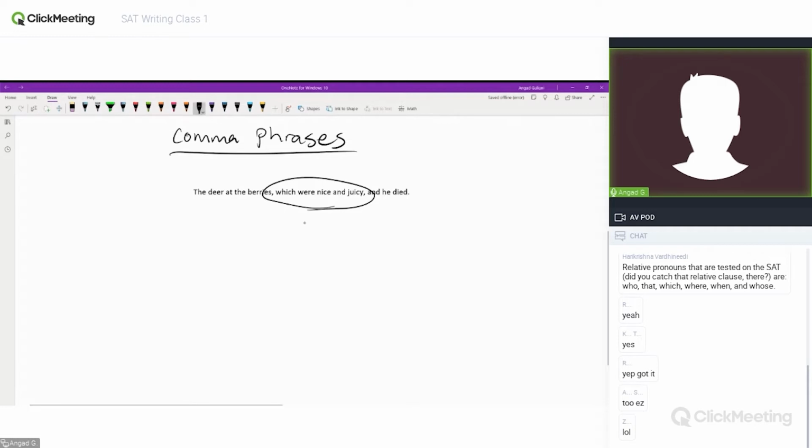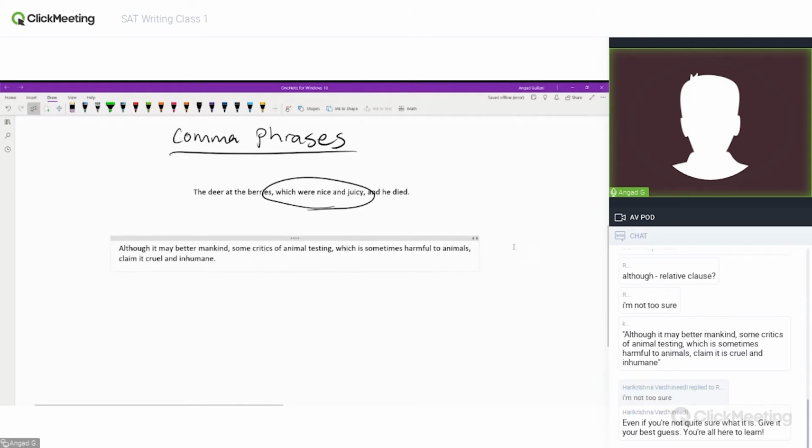All right, I'm going to give you guys some examples real quick, and I want you to answer in the chat what you think. I want you guys to tell me any of the phrases in this sentence that are either comma phrases or relative clauses.